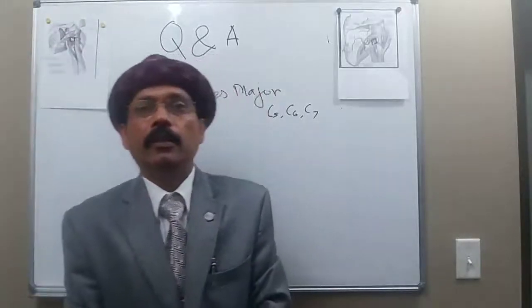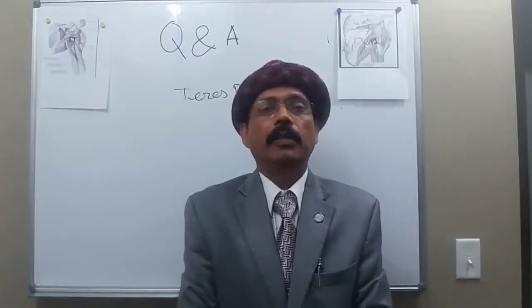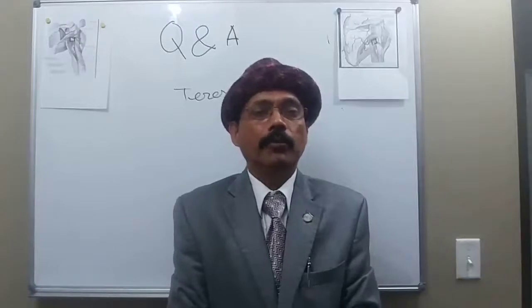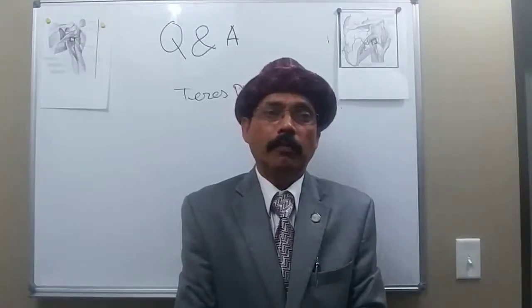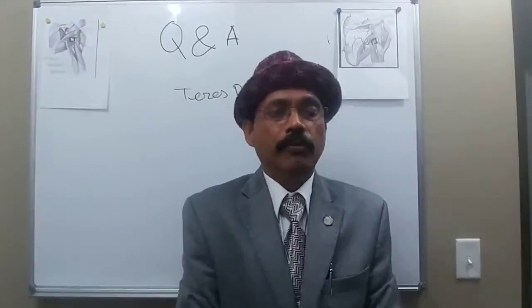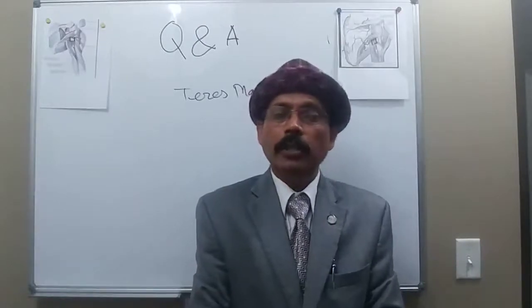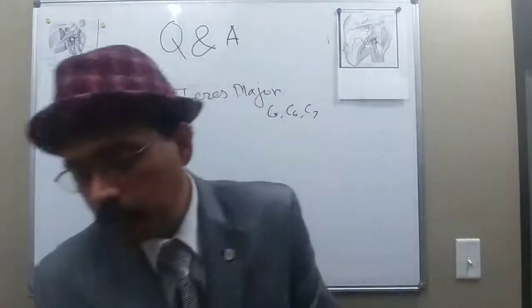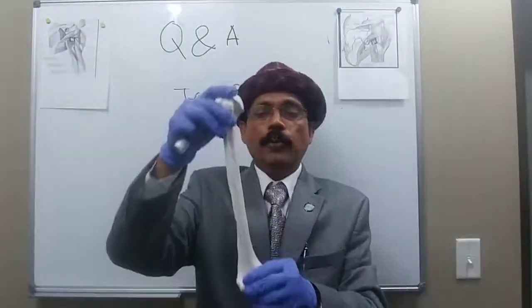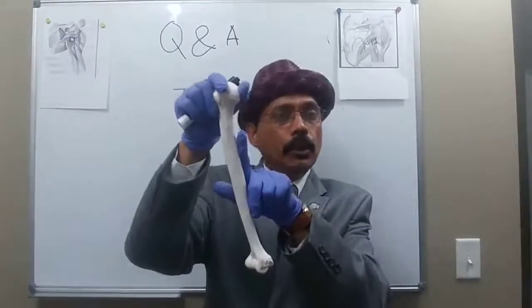Okay, then we have to know the radial nerve. Radial nerve is a major nerve of the upper extremity. That nerve comes out of the posterior cord of the brachial plexus. Okay, our radial nerve has the root value C5, C6, C7, C8 and T1. Okay, radial nerve is related to the humerus along the radial groove.